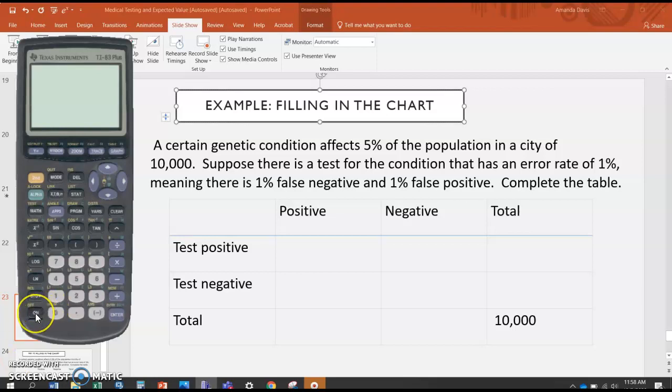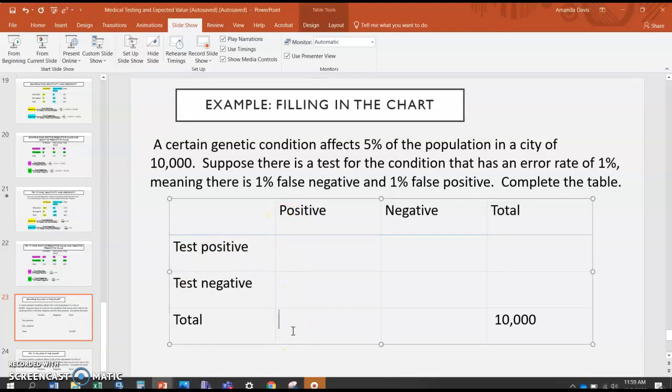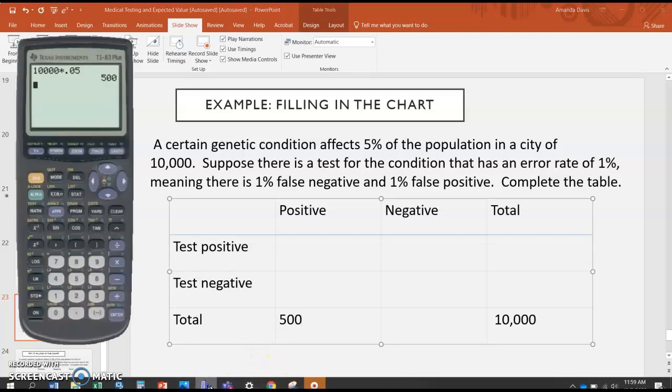So the first piece of information that we have, and I'll turn my calculator on here and clear everything out, is that 5% of the population is affected. So that means out of our 10,000, 5%, which we change to 0.05, is affected, so we multiply that and we get 500. So 500 people are the total positive. Whether they test negative or positive, they're listed under positive.